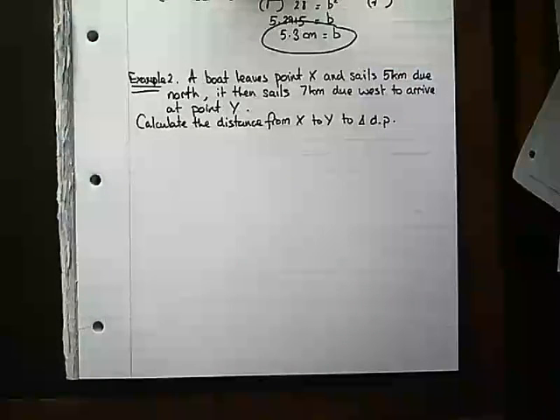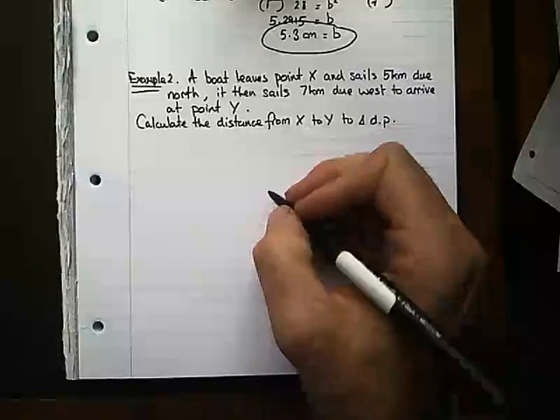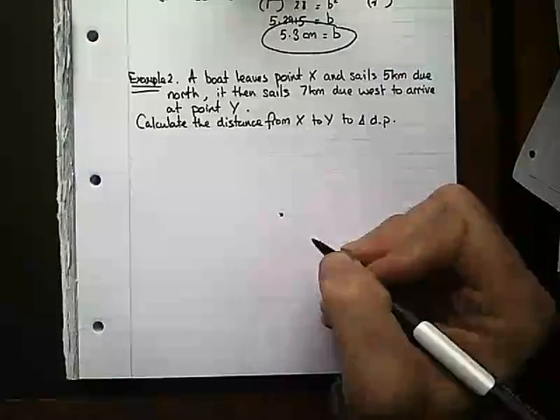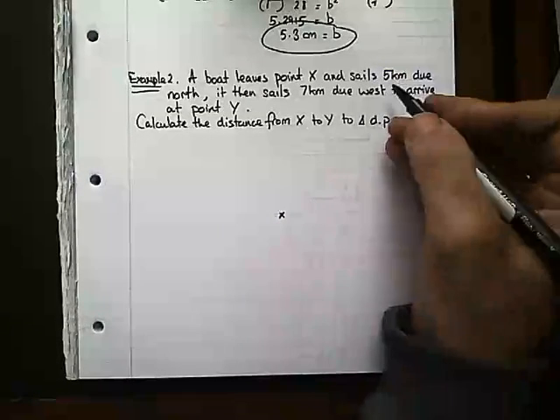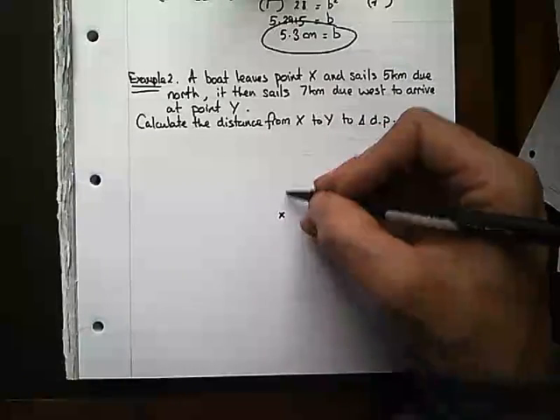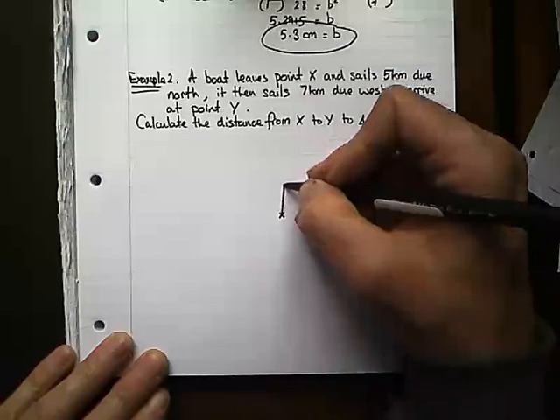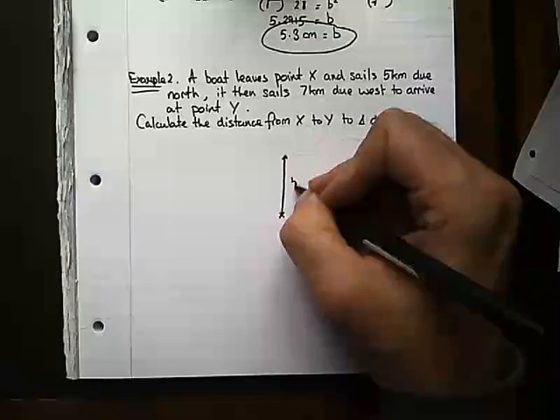So draw a diagram. So let's say it leaves at point X. Okay, this is the point at which it leaves. Let's make it a bit bigger. It sails 5 kilometers due north. Well, north will be up. Okay, so we'll say that north is up. Let's say it travels to there, and that is 5 kilometers.